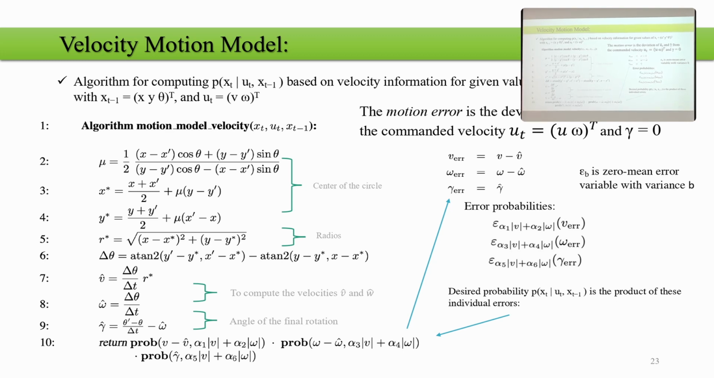What's the difference between X star and X prime and A? X star is the center of the circle. Here, let me. This is the X star and Y star. No, sorry, not that one. Here. X star and Y star, the center of the circle. X, Y is this one, and X prime and Y prime is this one. So X star and Y star is the same as XC and YC. Yeah.